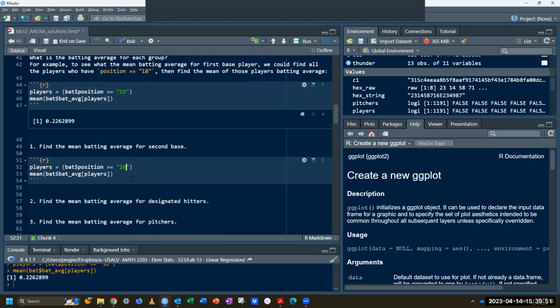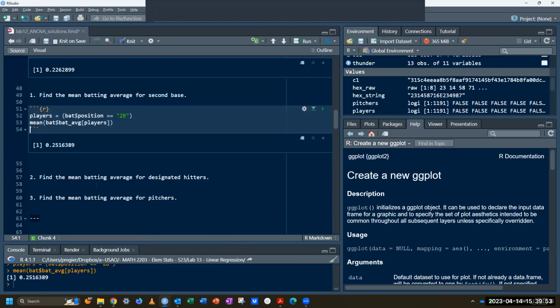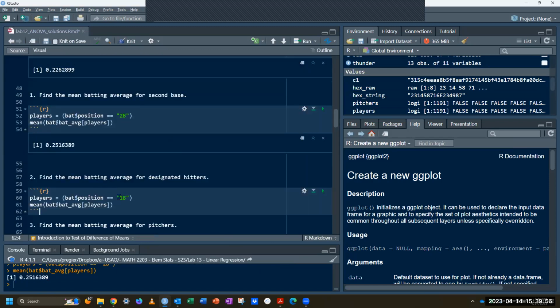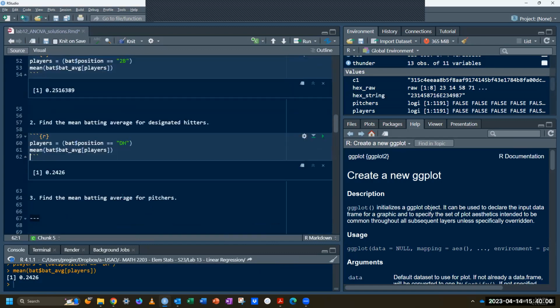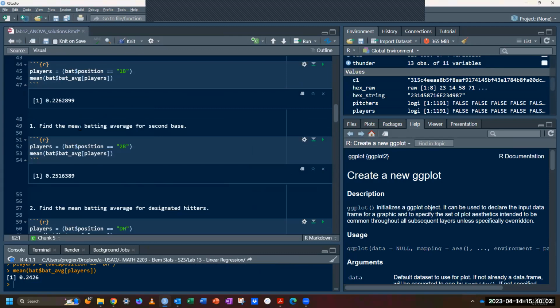To find all the batting averages for the different positions, we just have to change the code here, the 2B. For designated hitter, the code is PH. And we can see, yeah, there is a difference in the batting averages.